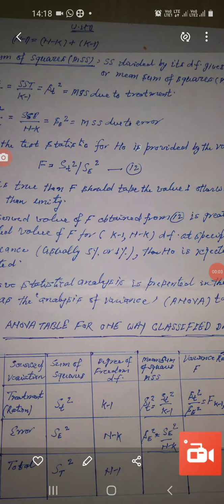Hello, we will discuss degree of freedom for various sum of squares. In the previous lecture, we discussed the null hypothesis for treatment and varieties. Here, the degrees of freedom for various sum of squares are as follows.